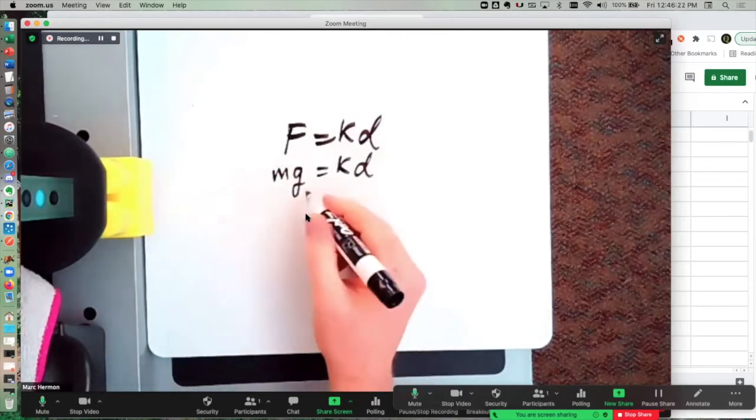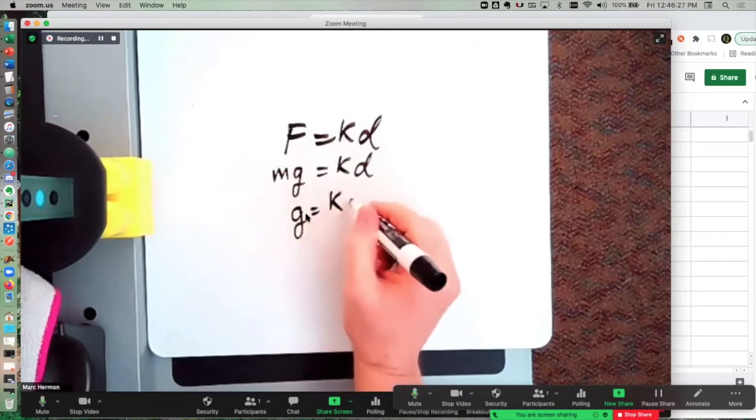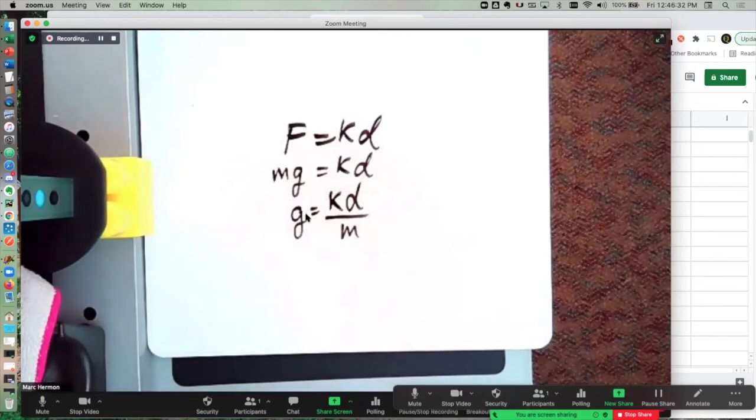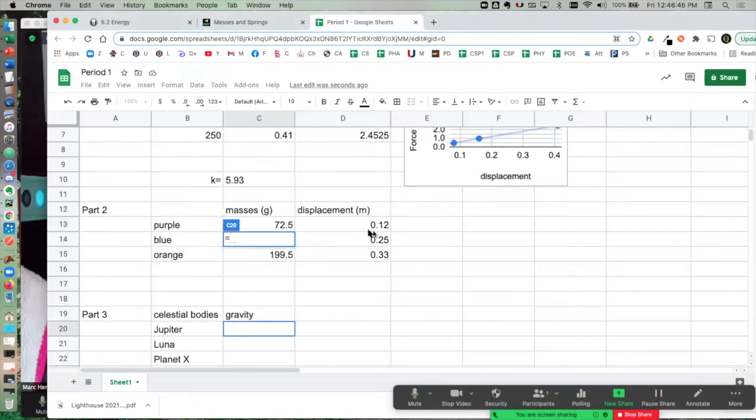Okay, so then gravity equals K times D, divided by the M. Correct? Okay, that's what we want. So here we go, equals, I need that K value again. See, good thing we wrote it down. Grab it. And I need to put on dollar signs for it again, otherwise that'll be a mistake and it's going to mess everything up.